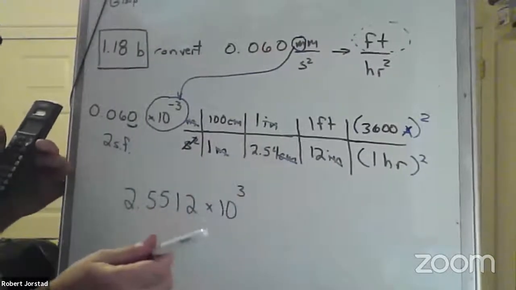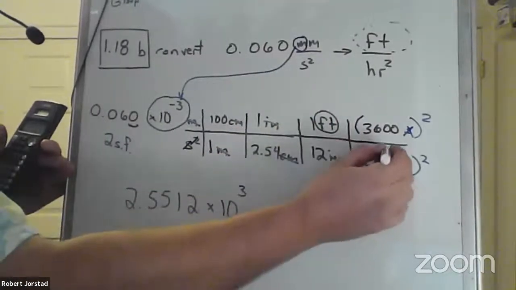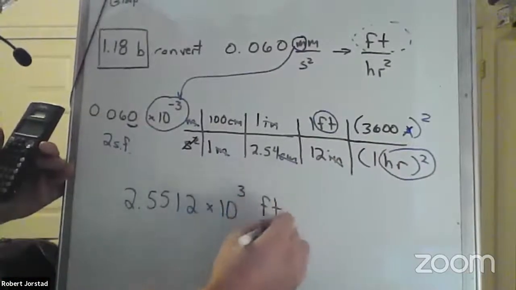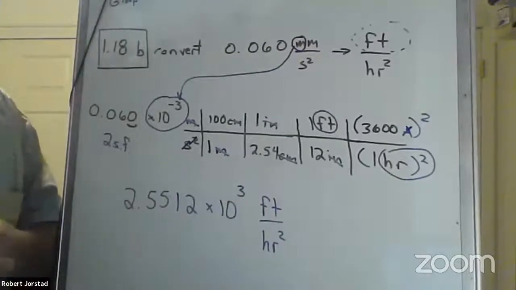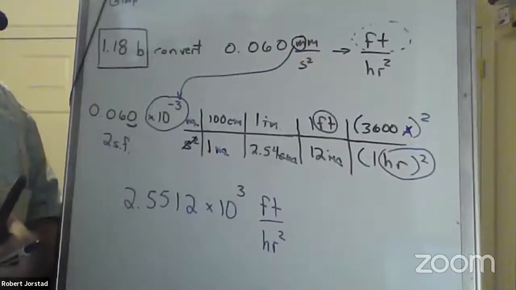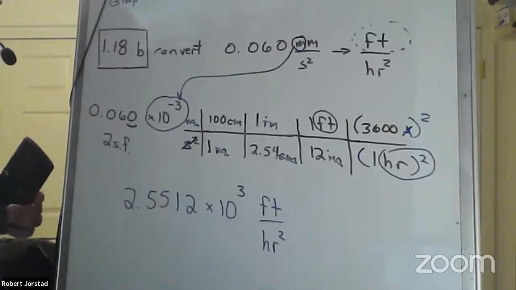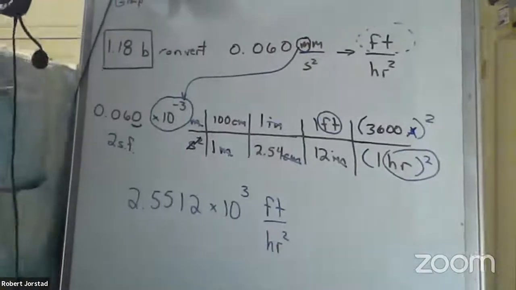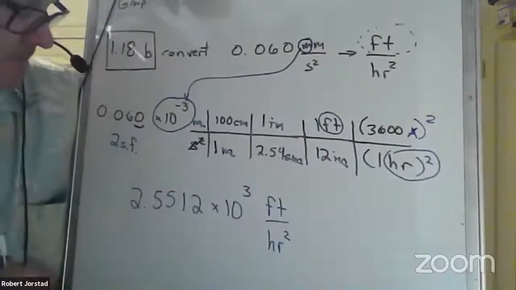Now, what units are left? Feet and hours squared. Okay. How many sig figs should this have? 2. Usually, not always true. Good job, Olivia, as well.